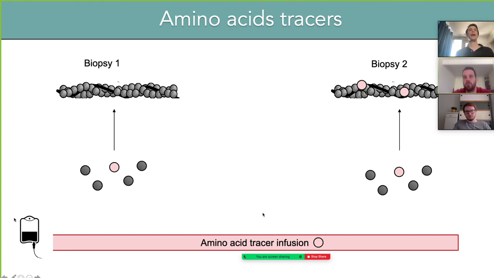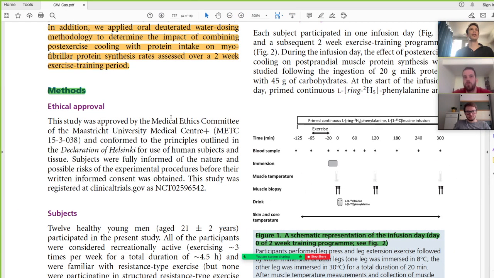So when you see all these technical terms, as I go back to the paper, like ring 2H5 phenylalanine, that means it's a colored phenylalanine that helps us measure what's going on with muscle protein synthesis. And then, because Gus likes to make everything extra confusing, he infuses 2 different of these stable isotopes. That is, to be really honest, all nerd stuff.